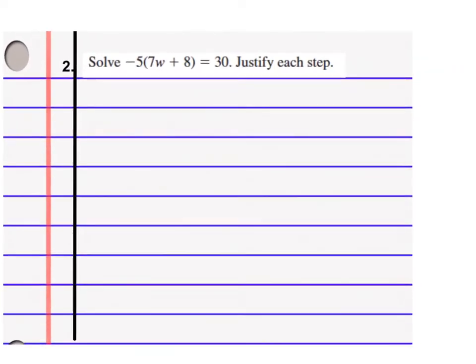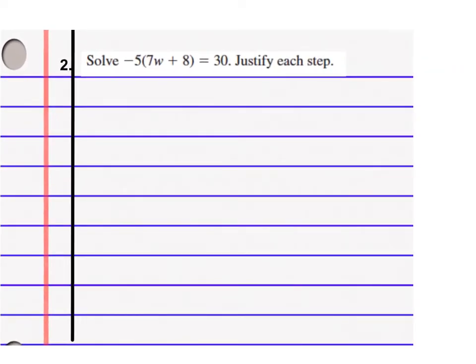All right, number 2, we're going to do another problem like this. Solve -5 times the sum of 7w plus 8 equals 30. Justify each step. So let's set up our table again.